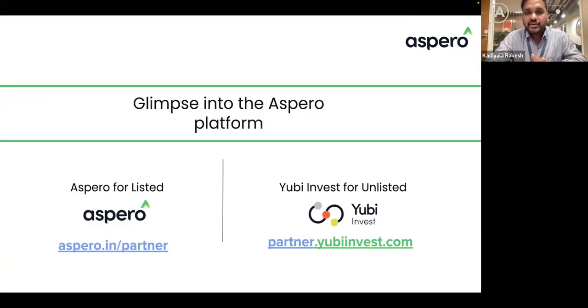And currently, we do have two platforms. For listed papers, we have Aspro. For unlisted papers, we have UB Invest. So you can explore using this link, aspro.in/partner. You can explore what the bonds are. And here we also have Aspro Academy. For example, if a new product is coming to fixed income, we have Aspro Academy. You can go to the website and find the details about the bonds in detail.